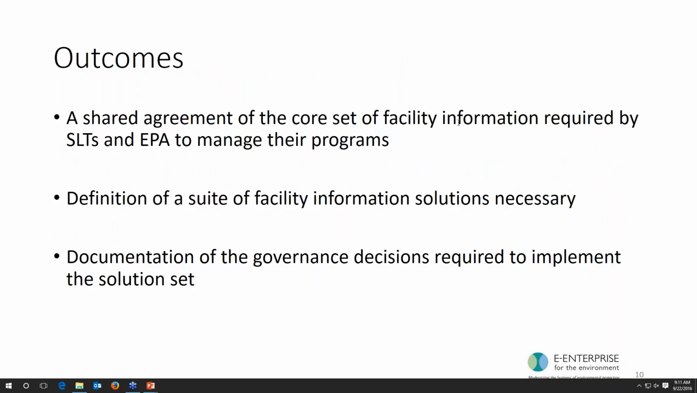So the goal outcomes for Phase 2 are coming up with a core set of information, which is the facility profile, something that carries across programs, so that no matter what your perspective is, you're always able to identify what specific facility you're talking about. Come up with not necessarily the solution suite needed, but a definition of what that suite would require to be able to support facility integration. And then documentation of the governance decisions required to implement the solution set. There are going to have to be some decisions made along the way within the existing regulatory framework about who owns what data, who's responsible for what data, how the data gets changed, who the stewards are, things of that nature.